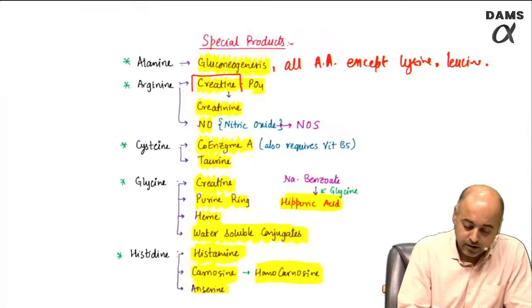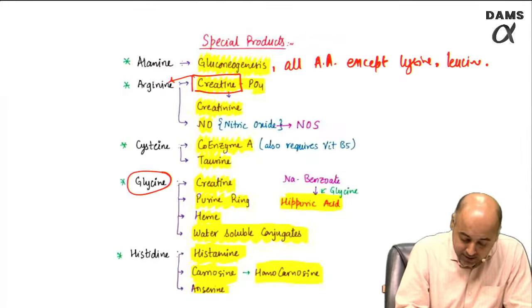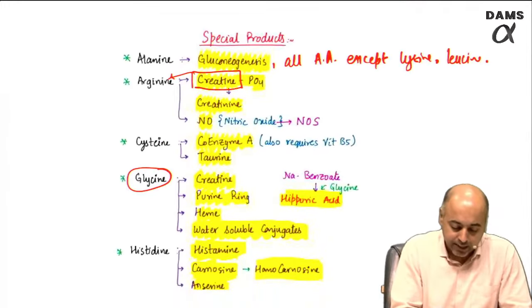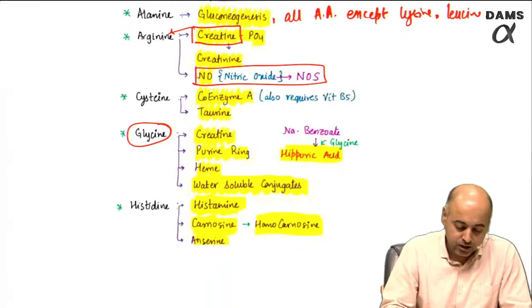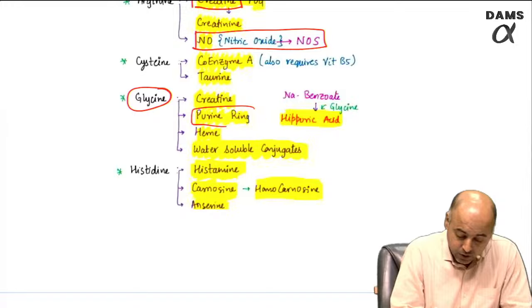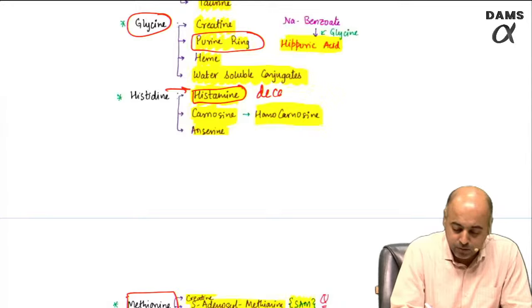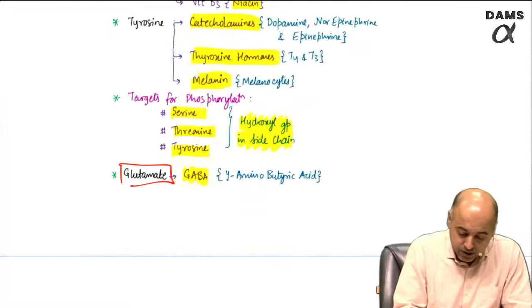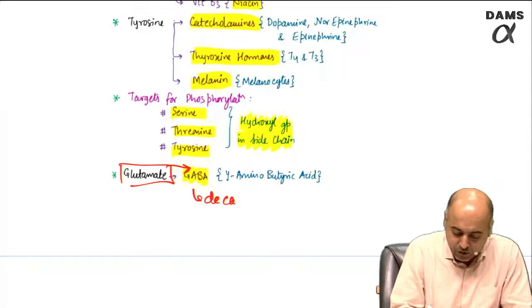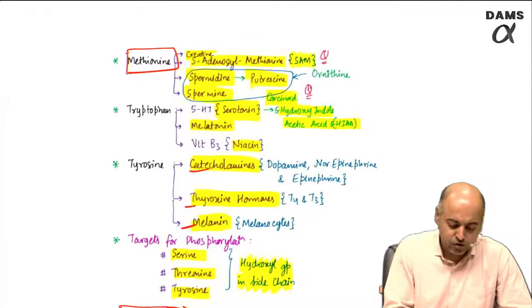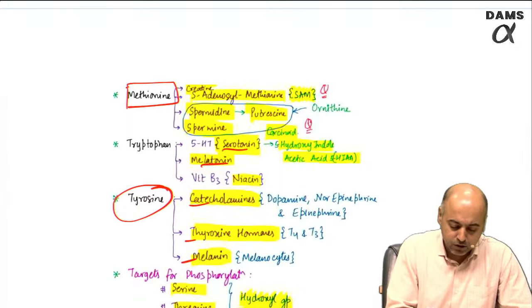The creatine is synthesized with the help of arginine, glycine and methionine. These three are required for the synthesis of creatine. Nitric oxide is synthesized from the arginine. The purine ring requires glycine. The histamine is produced from histidine by decarboxylation. Similarly, the glutamate generates the GABA, again by decarboxylation. And the catecholamines, the thyroxine hormones, melanin come from tyrosine, the serotonin, melatonin and niacin come from tryptophan.